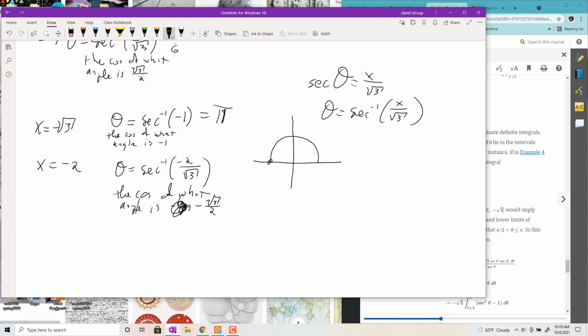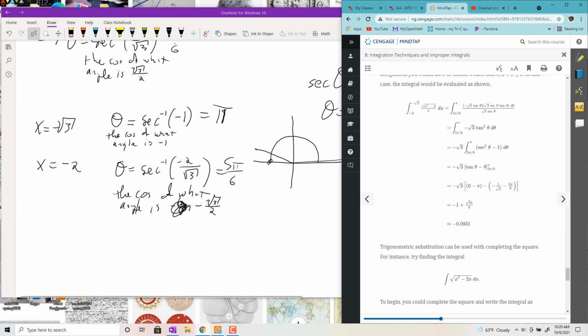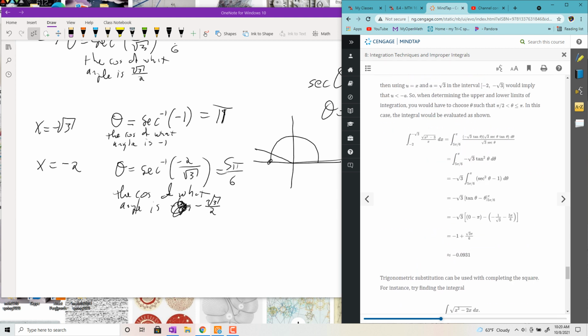So the reference angle for root 3 over 2 is pi over 6, but we want this one in the second quadrant. So it's 1 pi over 6, 2 pi over 6, 3 pi over 6 is pi over 2, 4 pi over 6, 5 pi over 6. So here theta would be 5 pi over 6. Okay, and you can see that's what they used as their bounds.